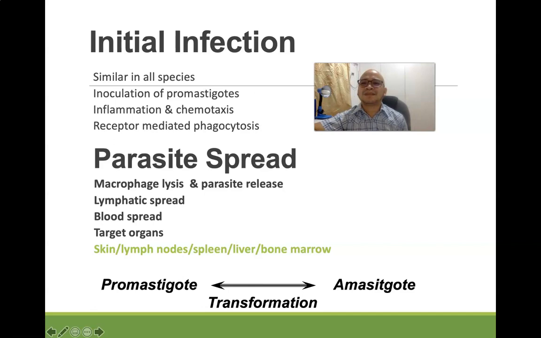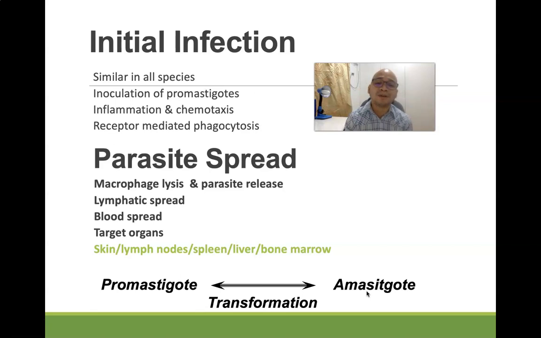As you can see, the mode of transmission is inoculation of promastigotes. This will result in inflammation and chemotaxis because this is the natural response of our immune system. Naturally, our macrophages will actually ingest the promastigote. So from promastigote, it becomes an amastigote inside the macrophages. I'm sorry again for the typo. Inside the macrophage, it will lyse and the parasite will be released. It will spread to our lymphatic system, to the circulatory system, and eventually go to the target organs. Well, it depends on the species. So let's say, for example, it's Leishmania donovani.